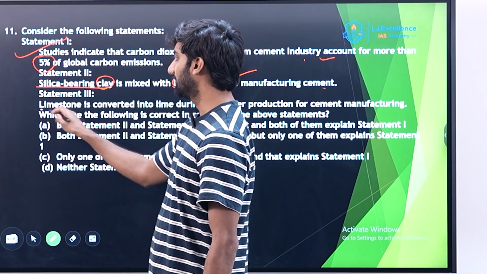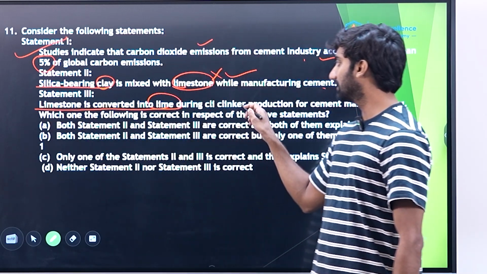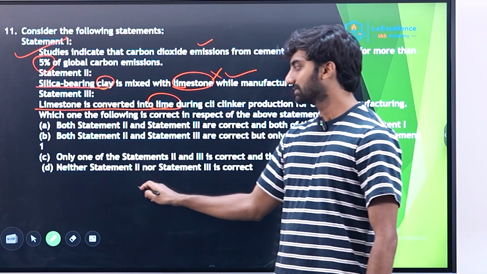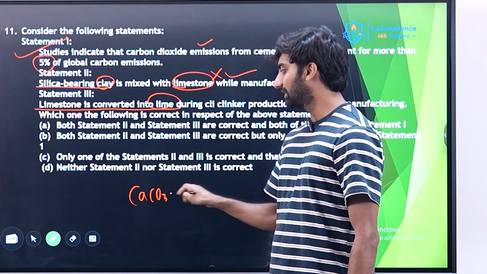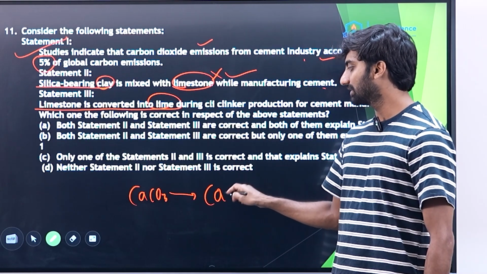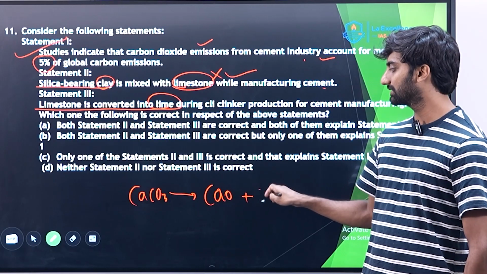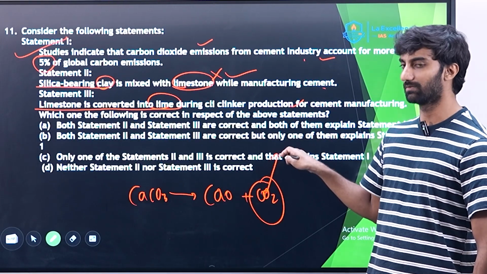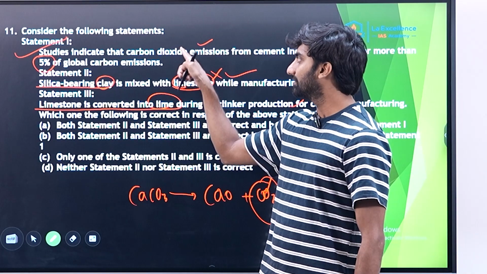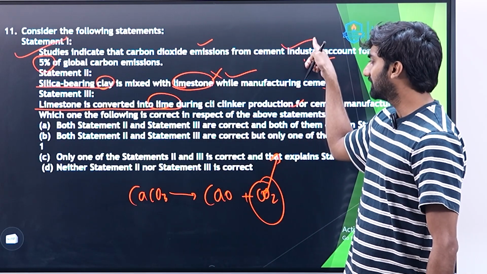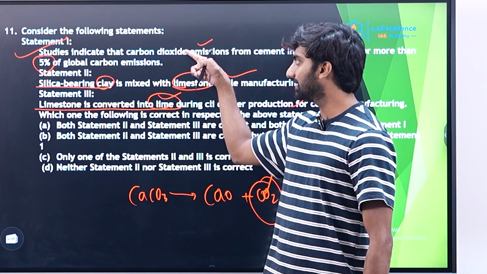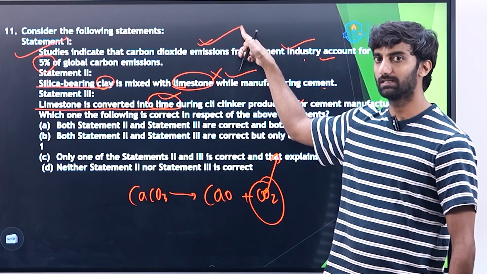Statement 3: limestone is converted into lime during clinker production for cement manufacturing. This is also true. Limestone is calcium carbonate. It is getting converted into lime, calcium oxide, and the remaining carbon dioxide component, out of this clinker manufacturing, enters the atmosphere. The first statement, carbon dioxide emissions from the cement industry are maximum. Limestone getting converted to lime is emitting carbon dioxide, contributing to these emissions.